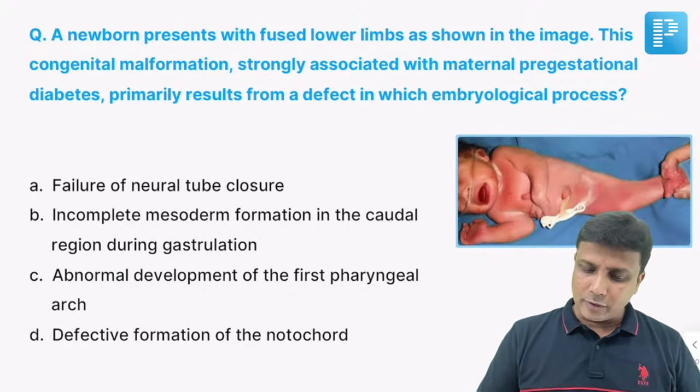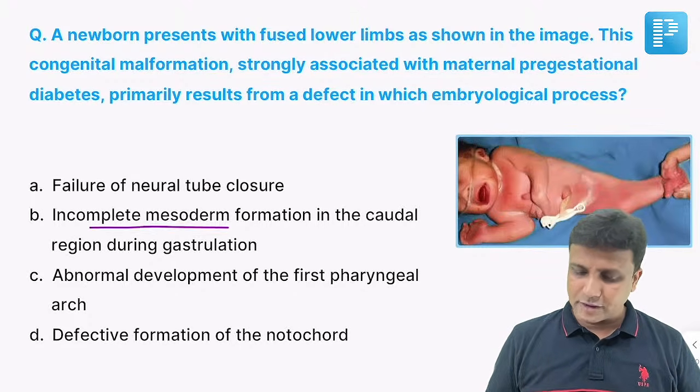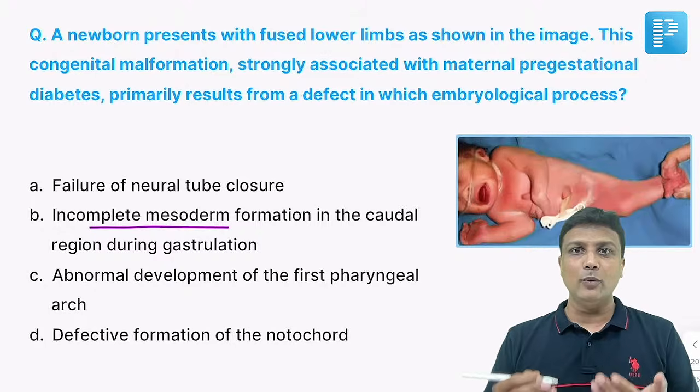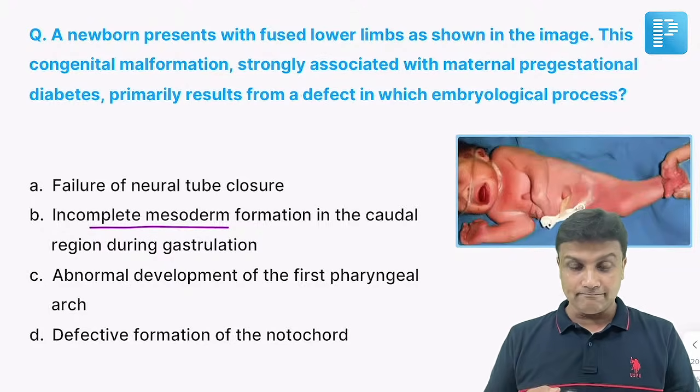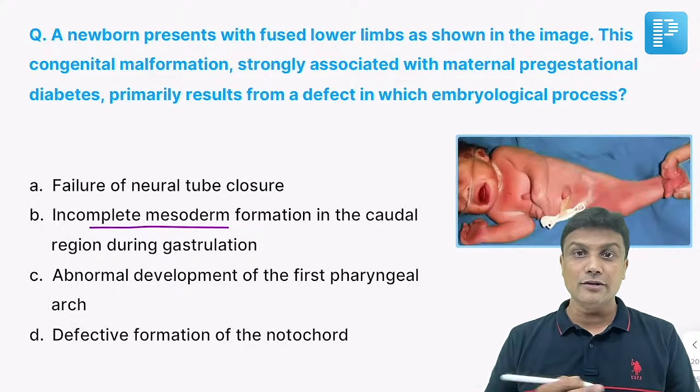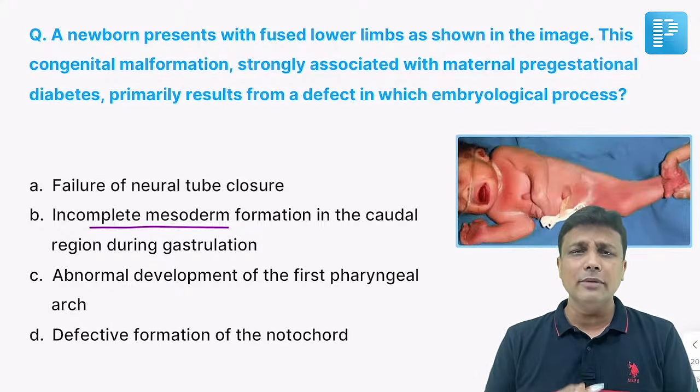Now why am I telling you the problem is with the incomplete mesoderm formation? You know very well, mesoderm is the one which is going to form the bones, the cartilages, the muscles, and all those things are actually formed from mesoderm only.